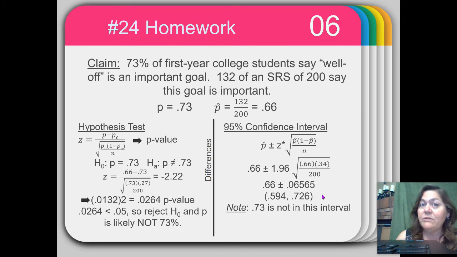Now remember, you can only do this method when it is a two-tailed significance test. Can't do it when it's a one-tailed test. So since this was a not equal to test, we were able to do that. So there's number 24, some good work there for your homework.